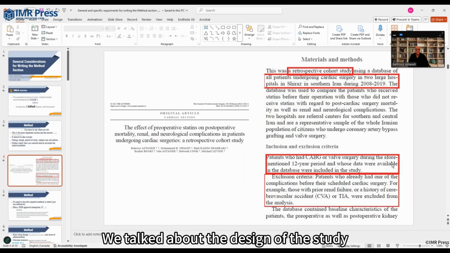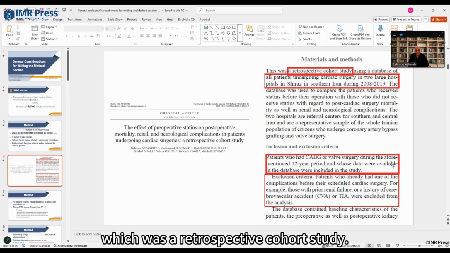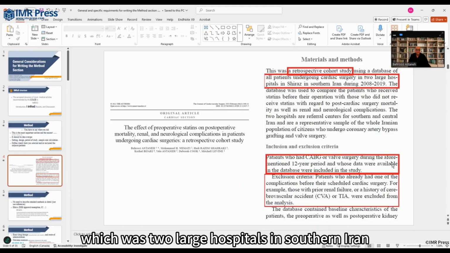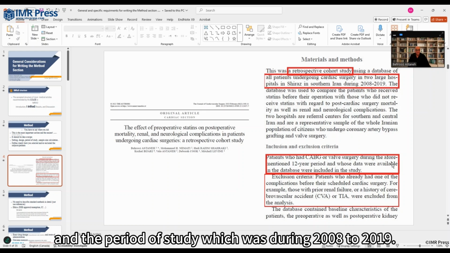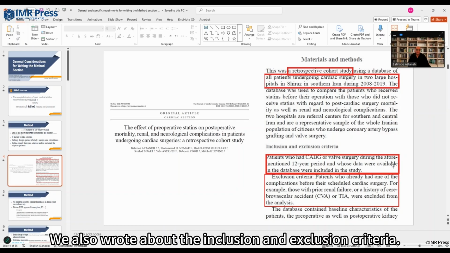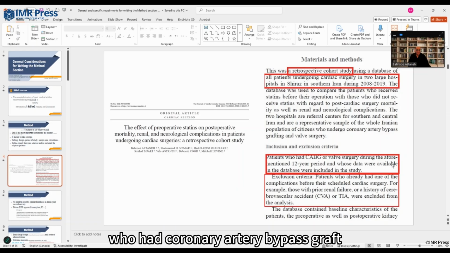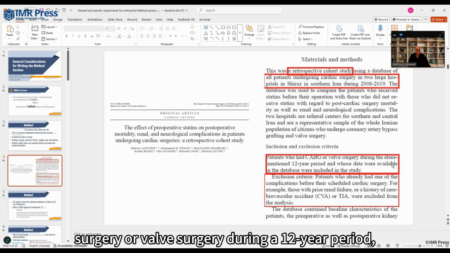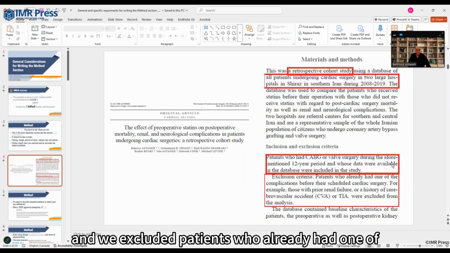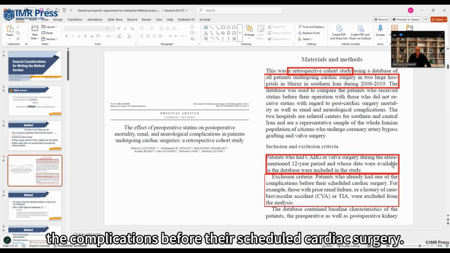We talked about the design of the study, which was a retrospective cohort study. We talked about the setting of study, which was two large hospitals in southern Iran, and the period of study, which was during 2008 to 2019. We also wrote about the inclusion and exclusion criteria, and you can see here that we included patients who had coronary artery bypass graft surgery or valve surgery during a 12-year period, and we excluded patients who already had one of the complications before their scheduled cardiac surgery.